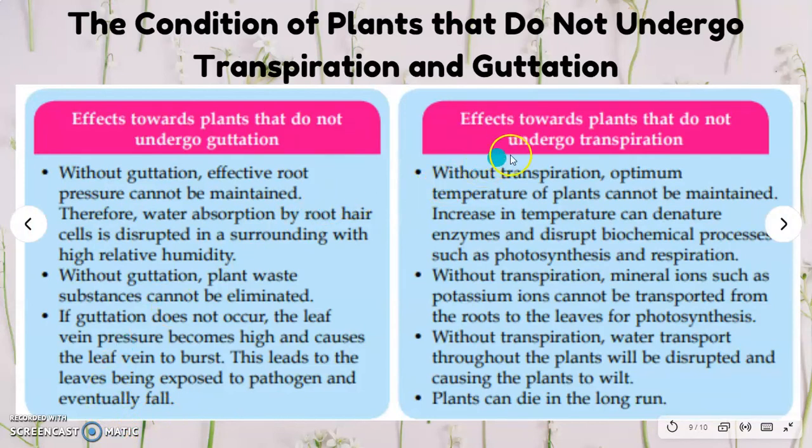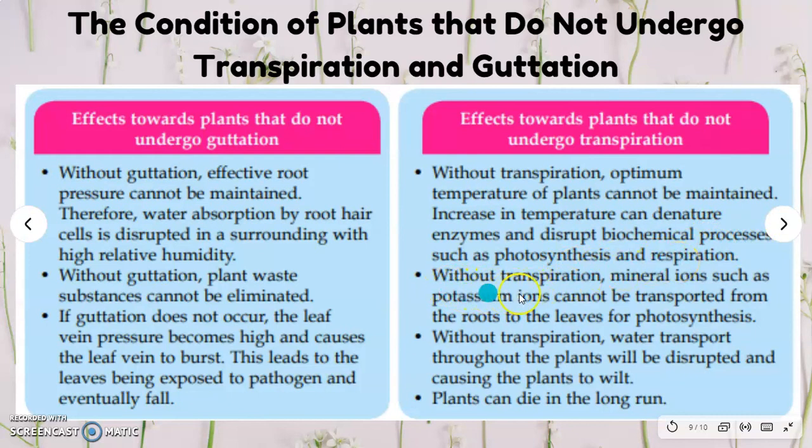We move to the effect towards plants that do not undergo transpiration. What happens if the plants do not undergo transpiration? First, without transpiration, the optimum temperature of plants cannot be maintained. An increase in temperature can denature enzymes, usually at 60 degrees Celsius, and disrupt biochemical processes such as photosynthesis and respiration.